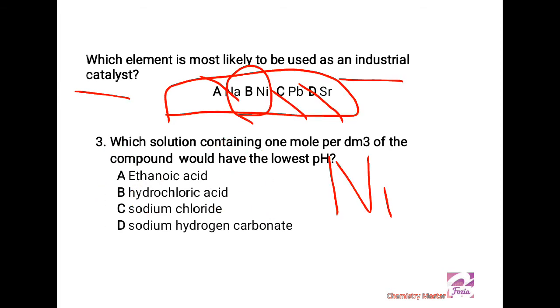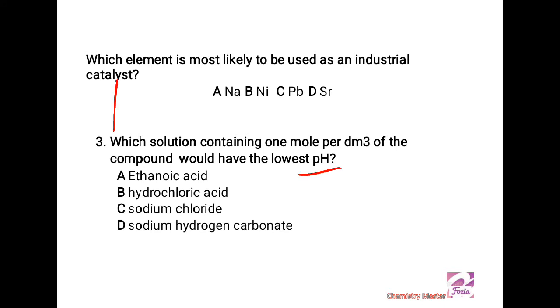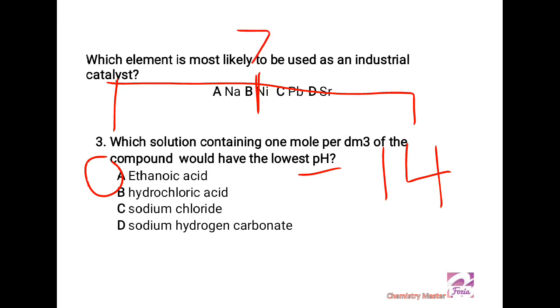Now the next MCQ is: which solution containing 1 mole per dm cube of the compound would have the lowest pH? Okay, it's a question from the acid and base chapter. We see the pH range is from 1 to 14, and in between, pH 7 shows the neutrality of any substance. The lowest pH means the strongest acid must be plotted here. So you see among the 4 options which substance is strongest acidic in nature.